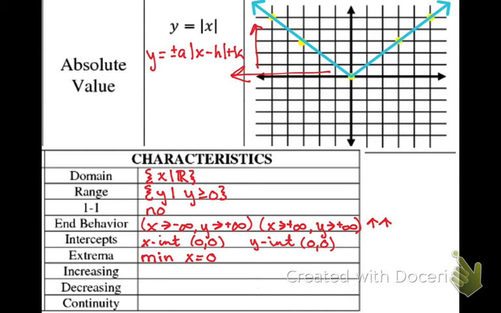Okay, so when I'm coming from the left, it's decreasing. So negative infinity to what? 0, it's decreasing. And then increasing from 0 to positive infinity. Now, my question for continuity, does it have any holes?